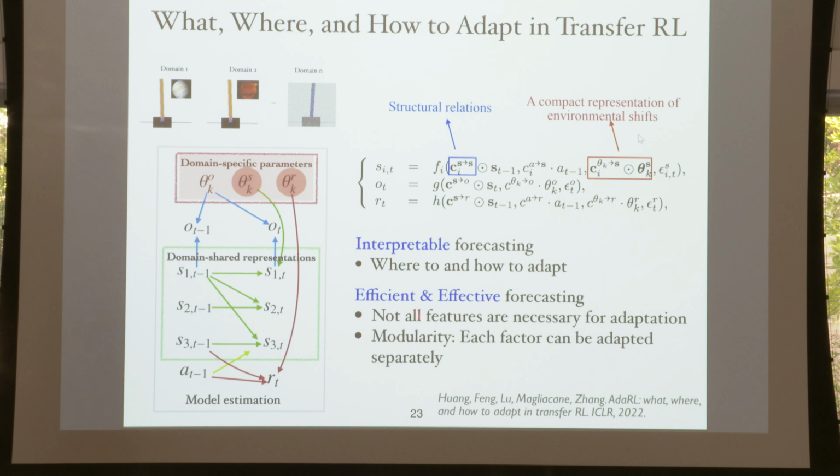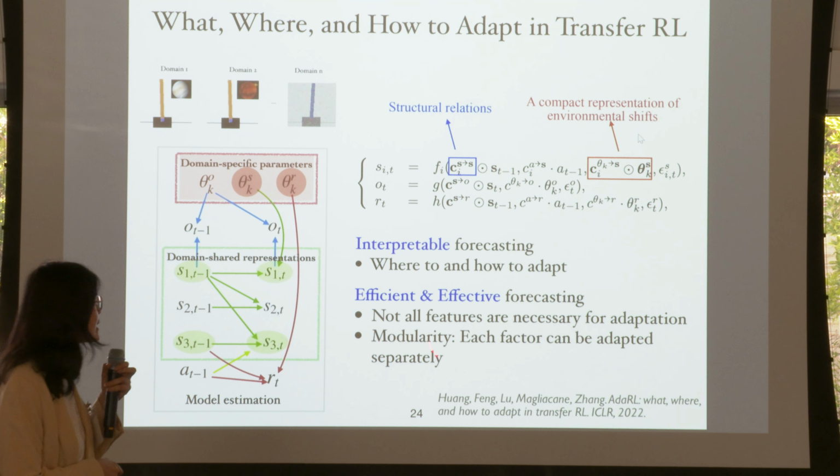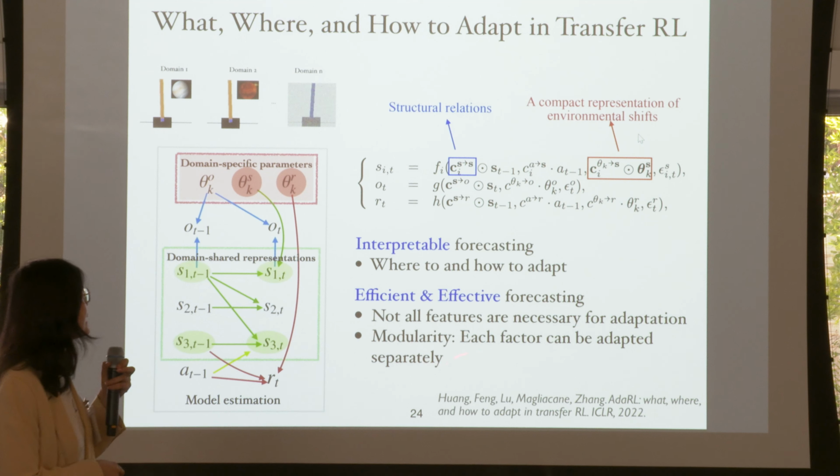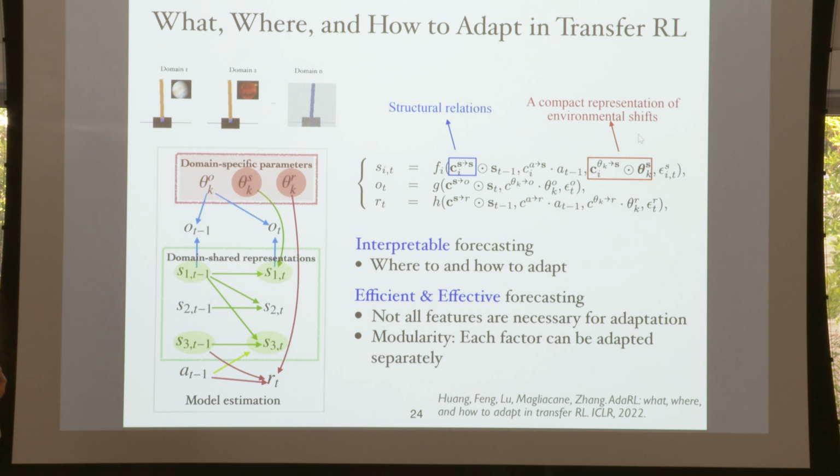And notice that not all features are necessary for adaptation, and not all state dimensions are necessary for policy optimization. Here, only these shaded states are useful. Furthermore, since the causal system enjoys the modularity property, each factor can be adapted separately, which can avoid the curse of dimensionality.